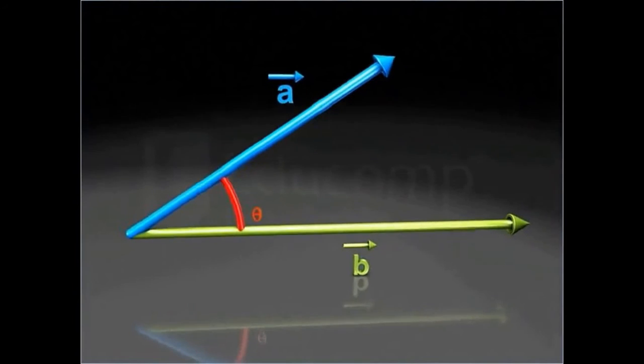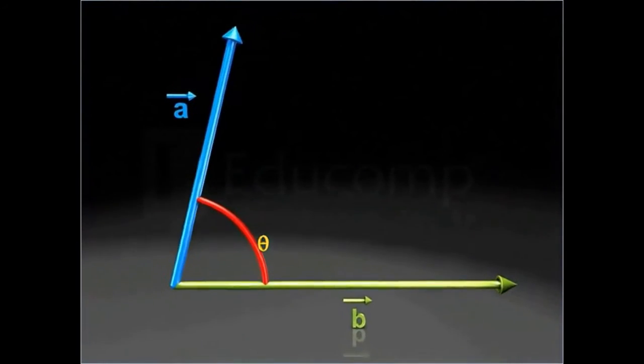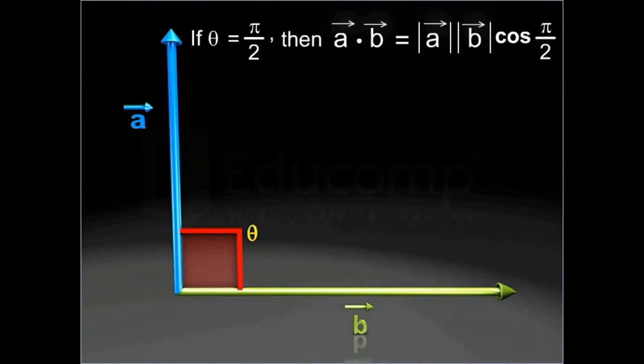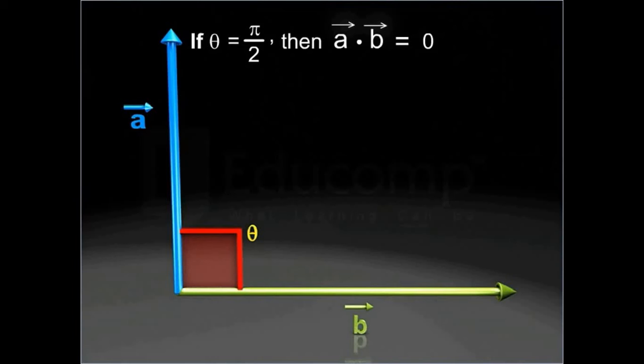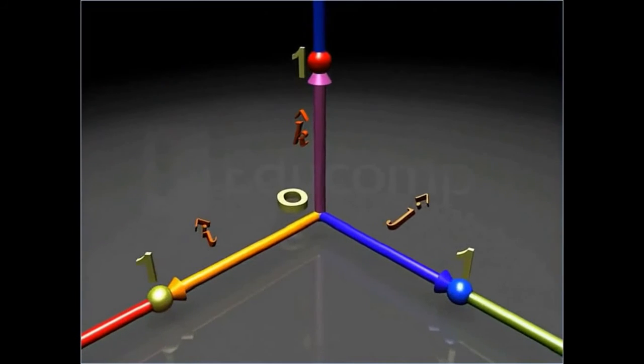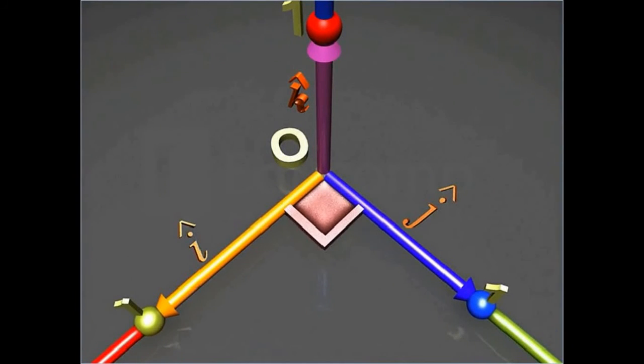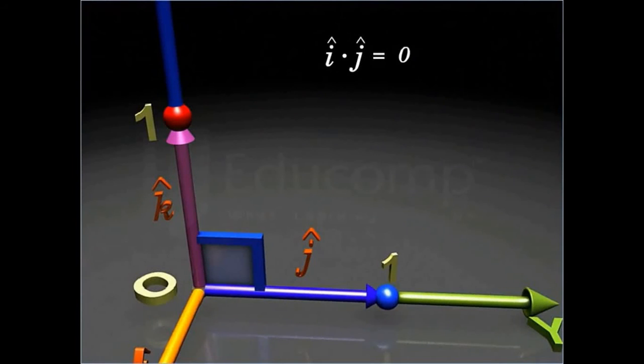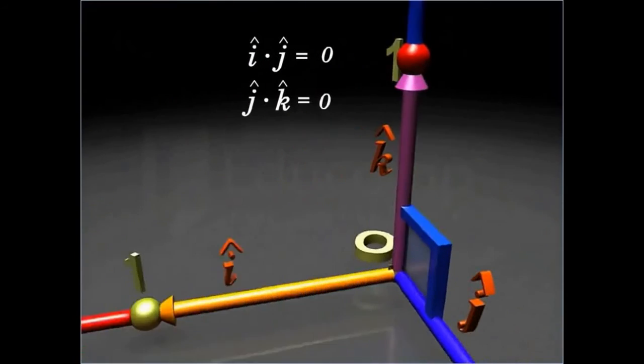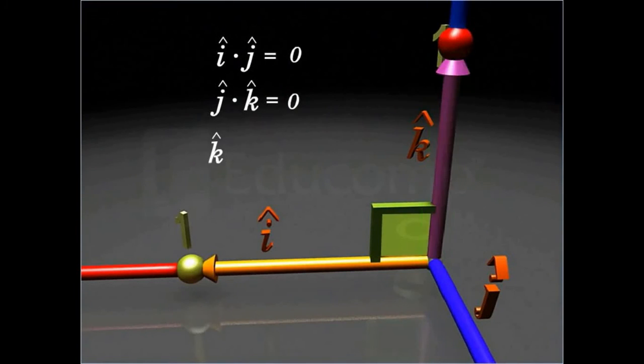On the contrary, the dot product of two vectors is equal to 0 when theta equal to 90 degrees, as cos theta is 0 for theta equal to 90 degrees. This helps us to derive that dot product of unit vector i cap and j cap is equal to 0. Similarly, j cap dot k cap is equal to 0 and k cap dot i cap is also equal to 0.